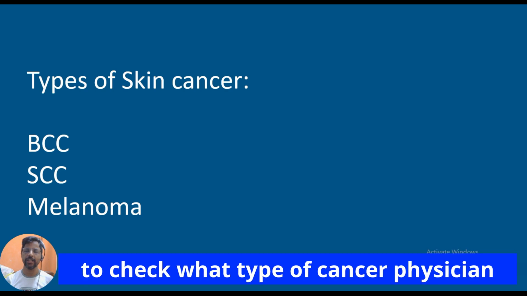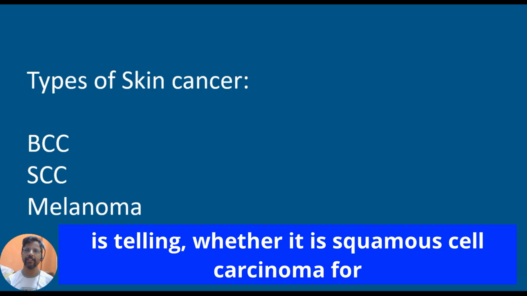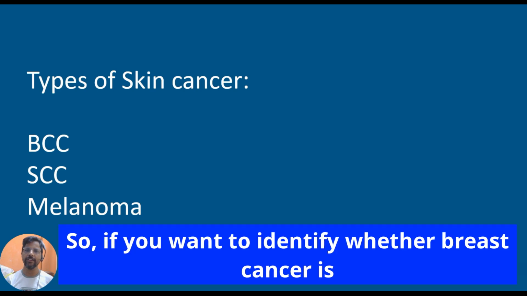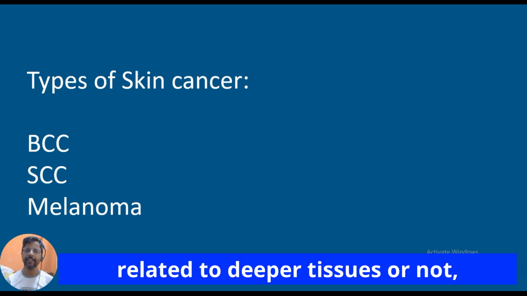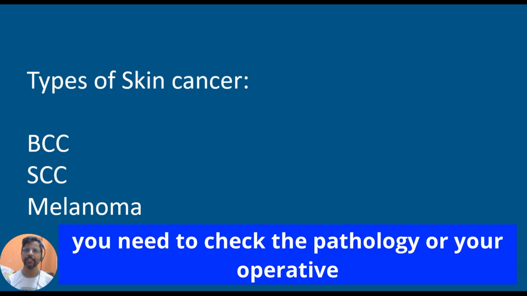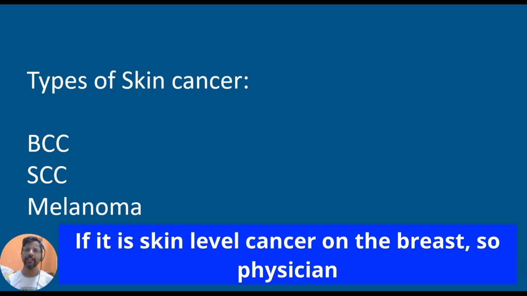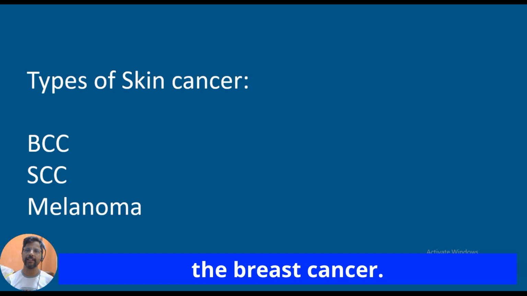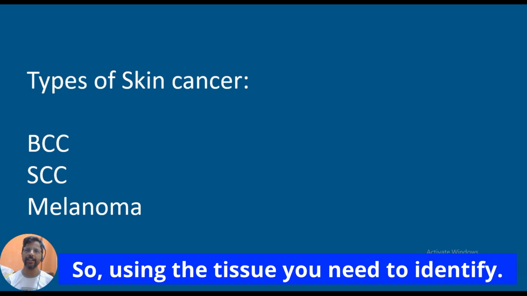For example, if you see cancer, at that time you need to check what type of cancer the physician is documenting, whether it is squamous cell carcinoma of the breast or breast cancer. If you want to identify whether breast cancer is related to deeper tissues or not, you need to check the pathology or your operative report. If it is skin level cancer on the breast, the physician will perform a superficial excision. So using the tissue, you need to identify.